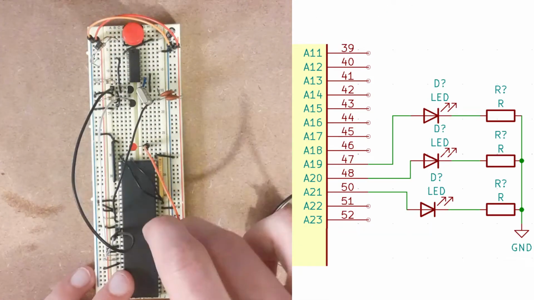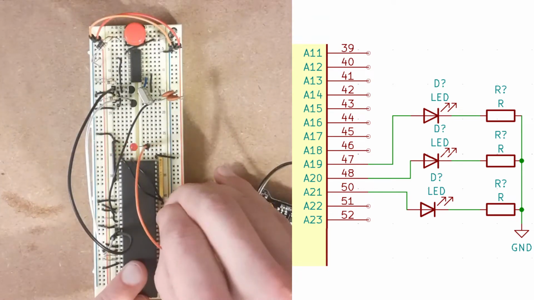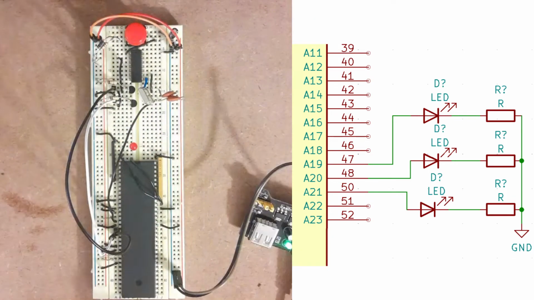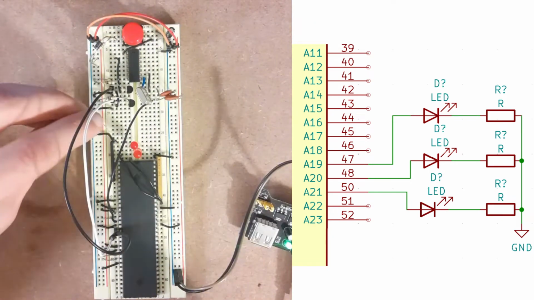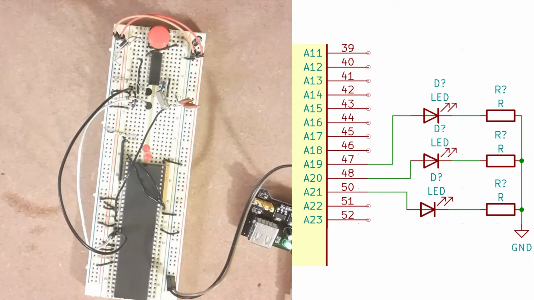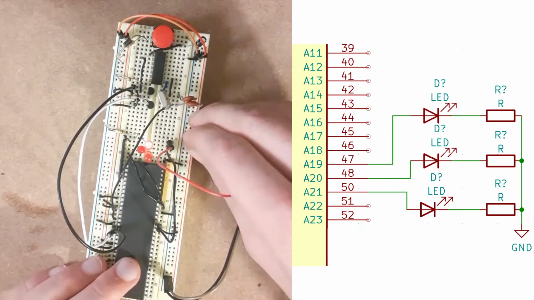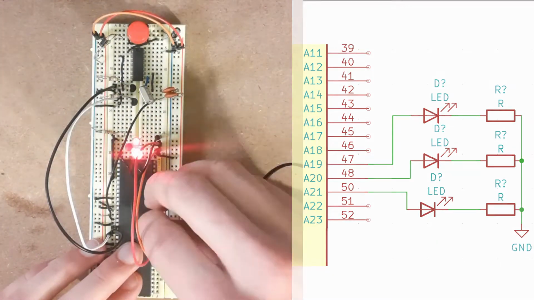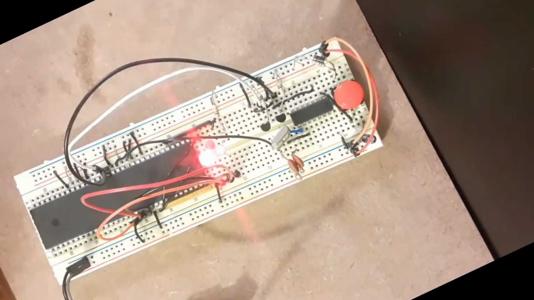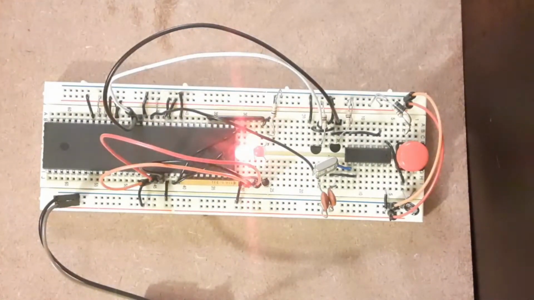With that done, we can see the CPU going through the memory addresses by putting LEDs on the address bus. With power applied, you can see the address bits counting up in binary as the CPU counts through the memory addresses.